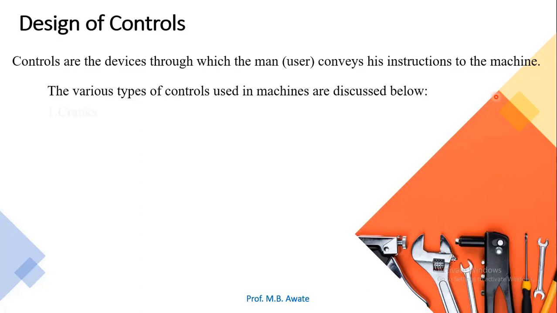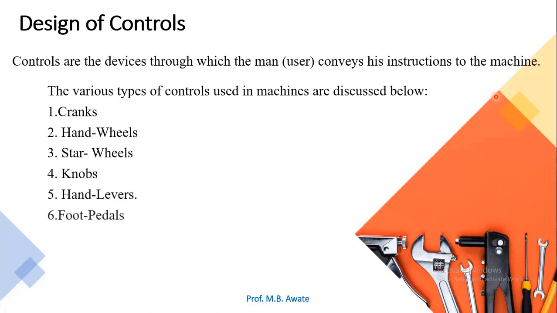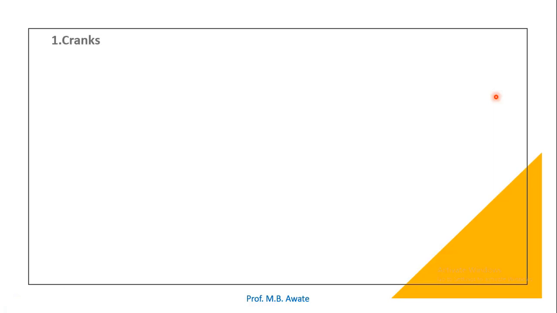I have listed some of them like cranks, hand wheels, star wheels, knobs, hand levers, foot pedals, push buttons, toggle switches, joysticks. So these are some of the controls which I have listed out, and generally controls are used for controlling the machine, or I will say giving some instructions to the machines. We'll see the first one, crank.